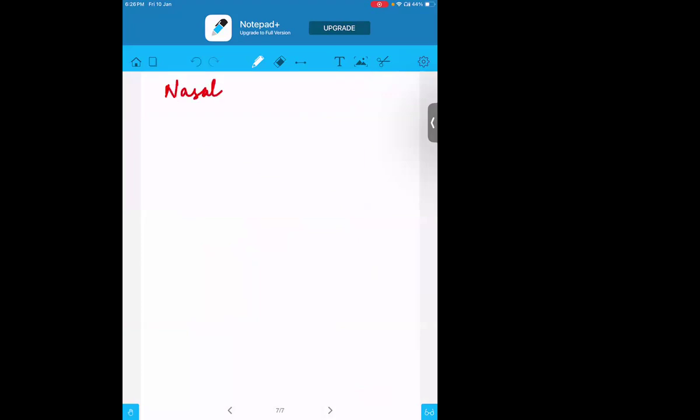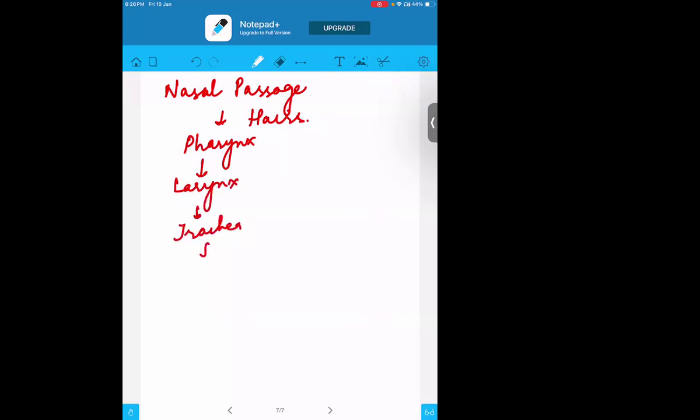So the nasal passage, which includes the hairs and the nostrils. Then it goes to the pharynx, then to the larynx, then to the trachea, then from the trachea to the bronchi, from the bronchi to the bronchioles, and from the bronchioles to the alveoli. And alveoli is the place where the exchange will be happening.